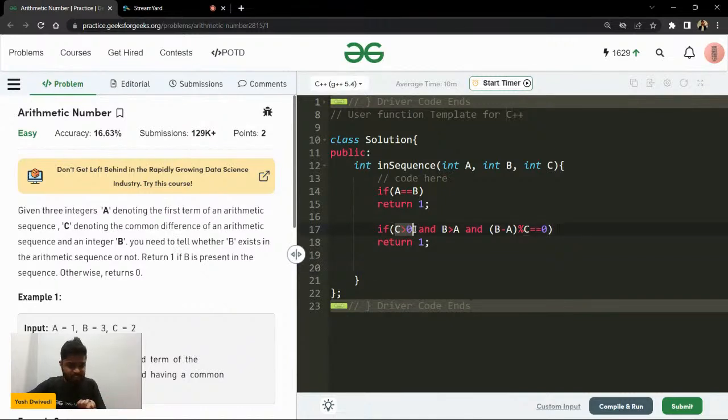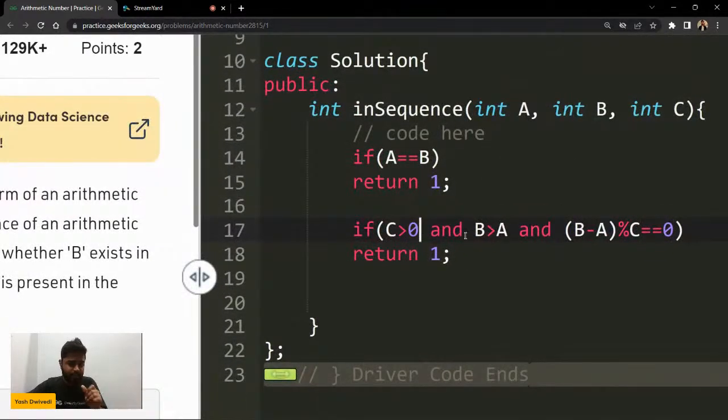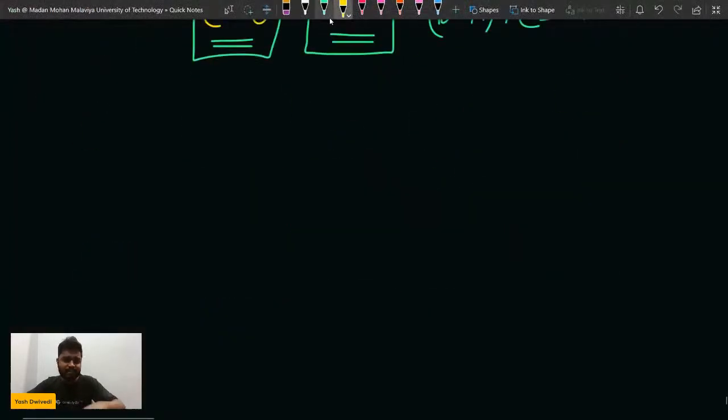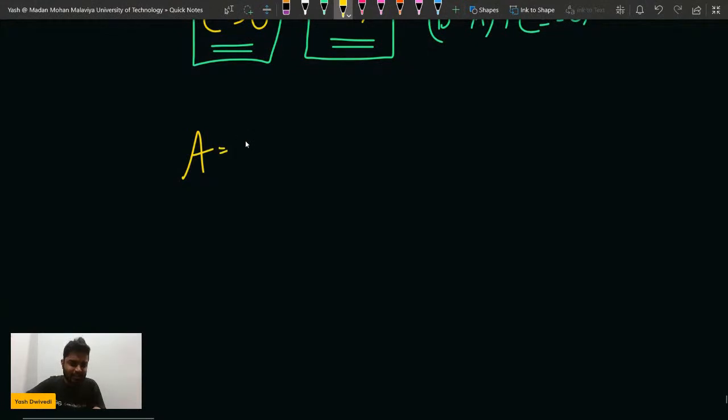If the common difference is greater than 0, then the term I'm looking for, that is b, will be greater than a. I've repeated it. Basically, if the common difference is greater than 0, the numbers will keep on increasing. So the number b that I'm looking for in this series should be greater than a. Are you getting my point? Let's say I have a series where a is equal to 3 and the common difference is, let's say, 5.